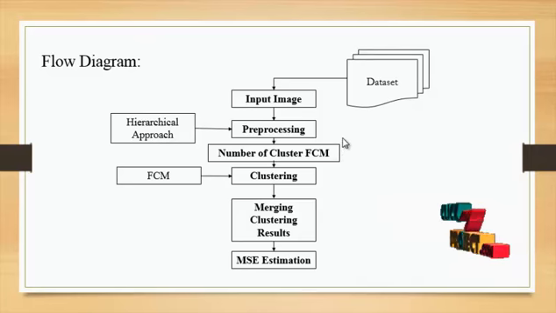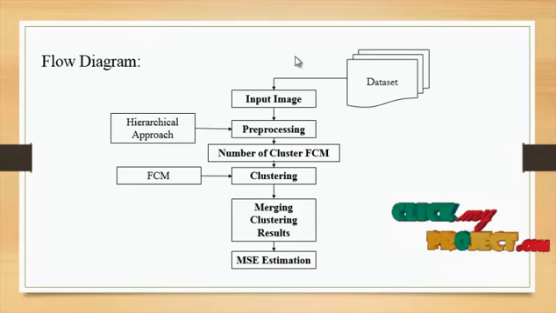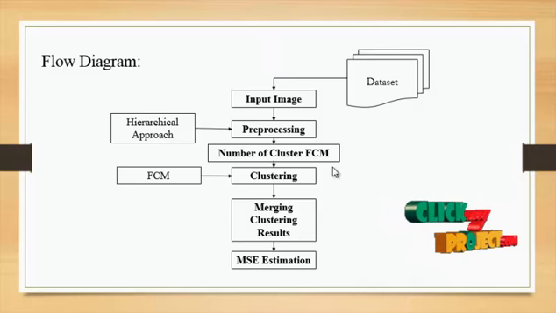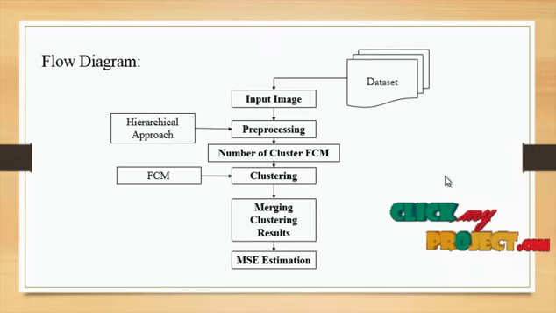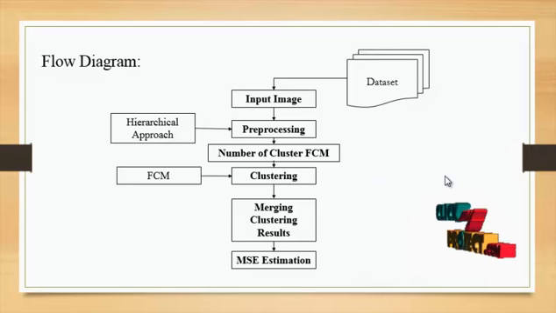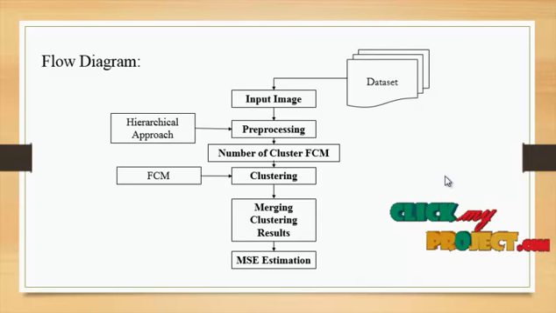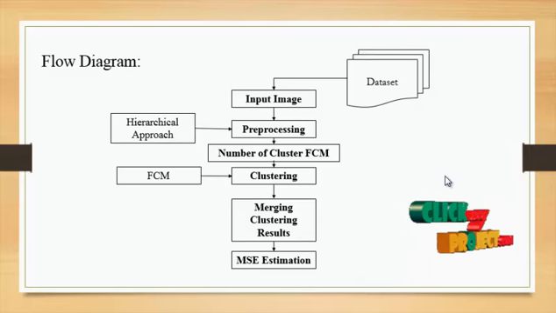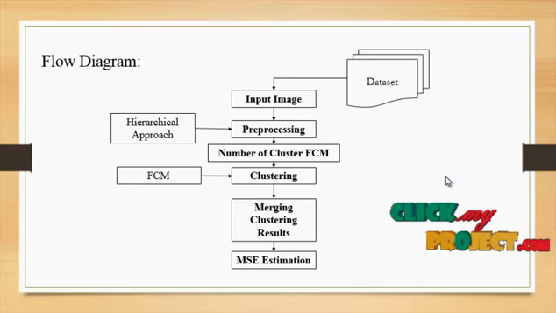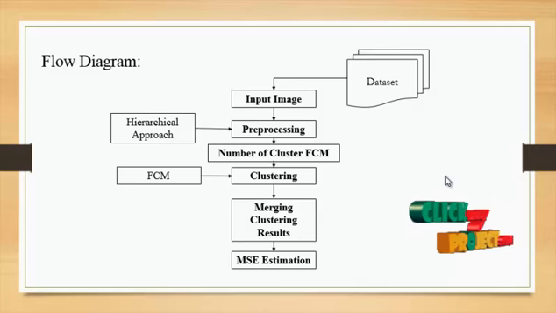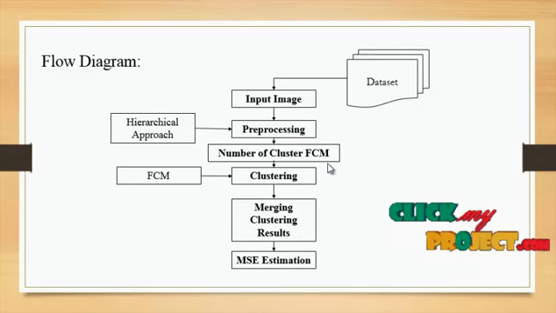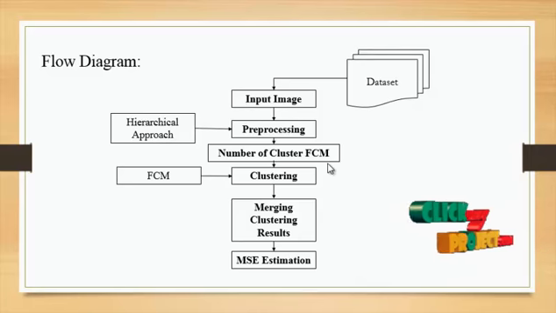FCM is an important fuzzy C-means method to cluster the images, where an image is clustered between the two images of the process, and then the clusters should be merged. Merging the clustering results is done for the color combination of the process. Finally, estimate the MSE. The MSE is the minimum mean square error, and it is calculated using the merged clustering results of the process. And the number of clusters for FCM is used in the block diagram of the process.